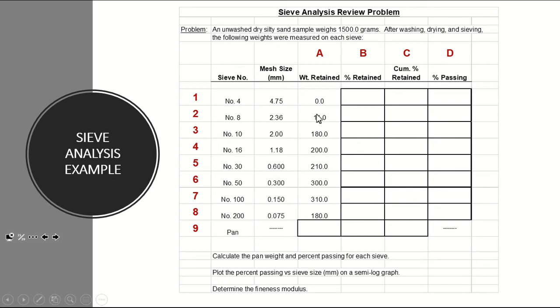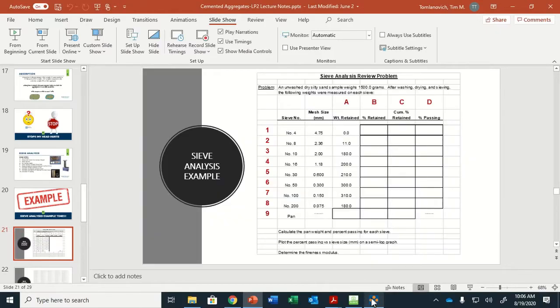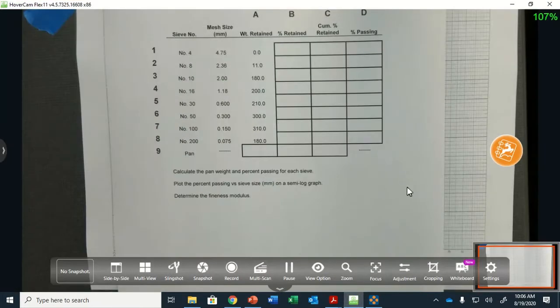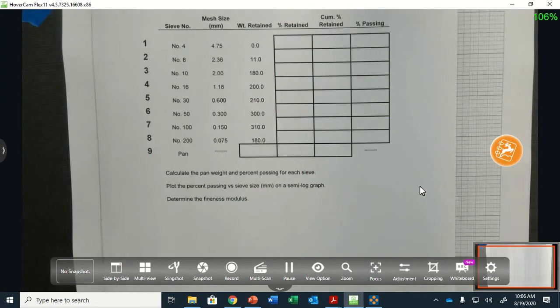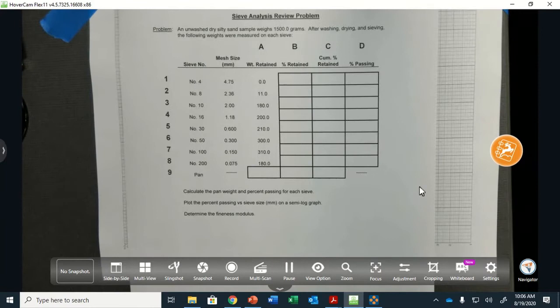So what we do is we add all this up, and we subtract from there. That is the weight of fines that pass the number 200 sieve, the material we wash down the sink. So with that, we'll talk about calculations. Let me go to the document cam. Here's the same problem.